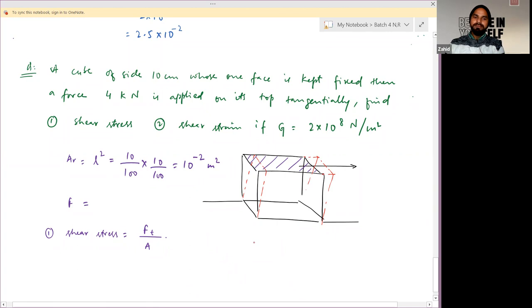Use the second formula. Shear modulus equals to shear stress by shear strain. And then try to find the value of shear strain.